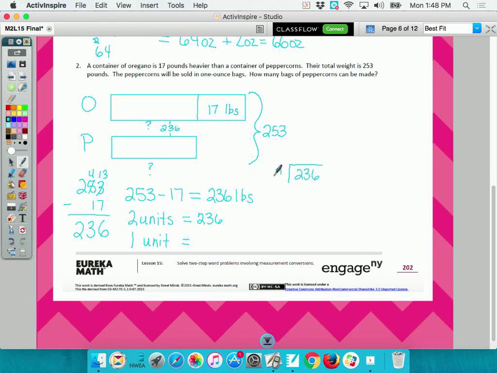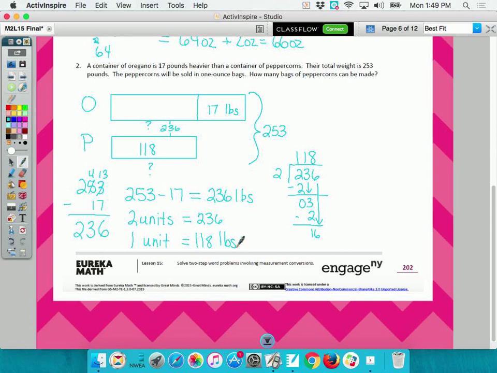So how many groups of 2 can I make out of 2? 1. Jose, you need to follow. Okay, let's see if you did it right in your head, okay? So how many groups of 2 can I make out of 3? 1. How many will be left over? 1. Carry on to 6. Divided by 2 is 8. So now we know 1 unit is what? 118. 118 pounds.